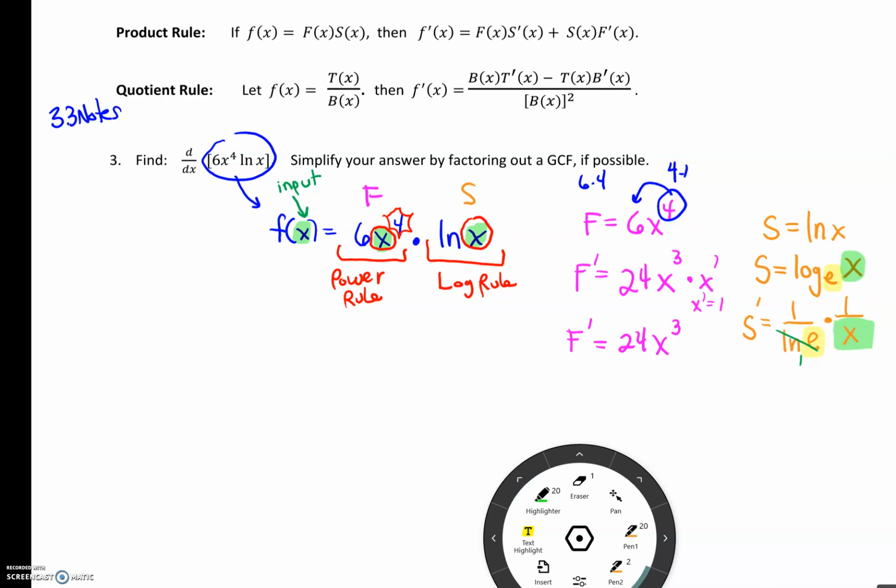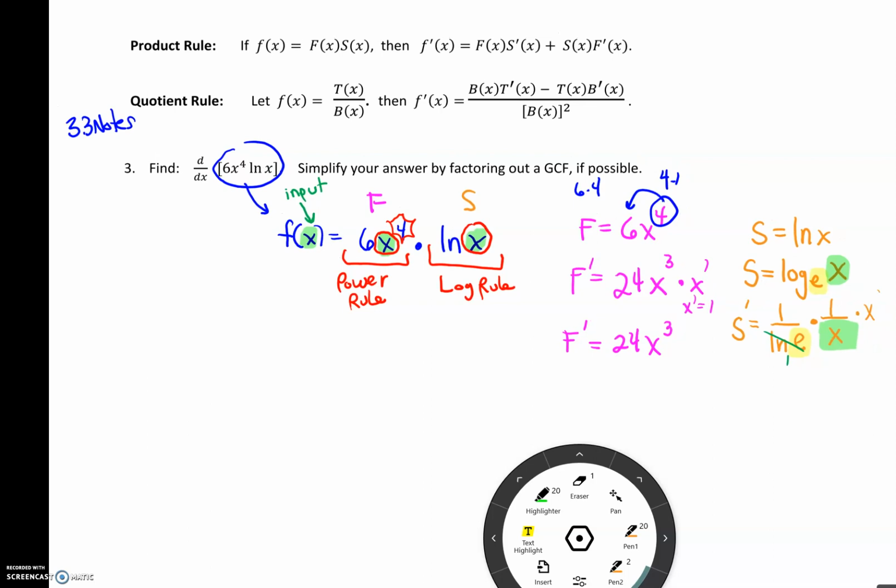And then here comes the chain rule. The chain rule says you tack on the derivative of the argument. The argument is just a plain old x, so I'm going to tack on the derivative of a plain old x, which we know is just 1. So the derivative of the second factor is just 1 times 1 over x times 1 again. So the derivative of the second factor is just 1 over x.